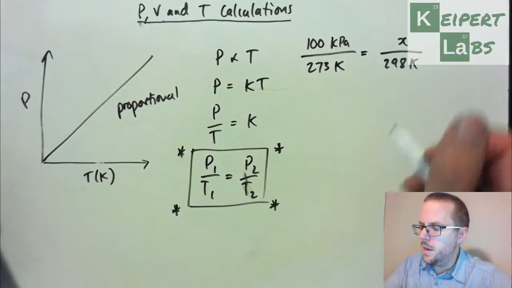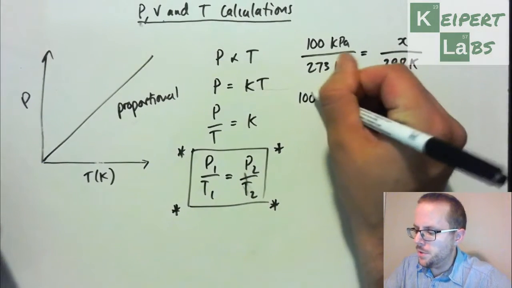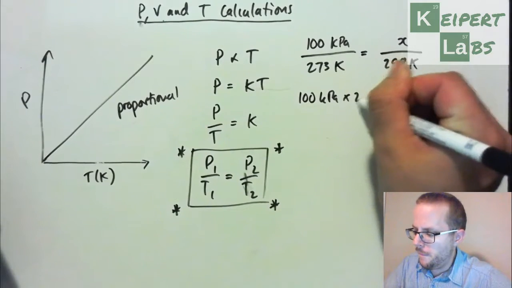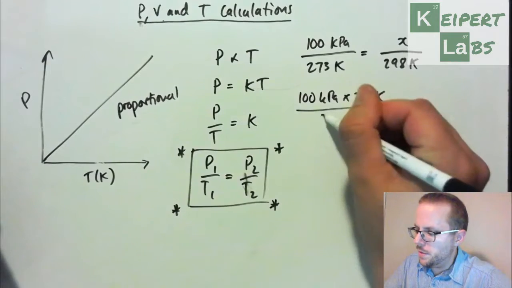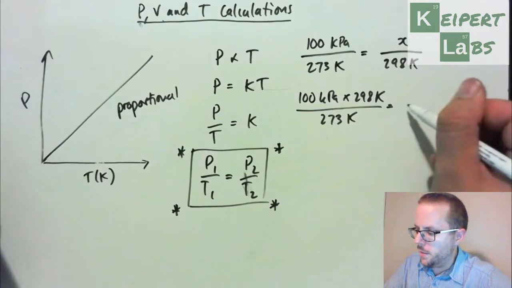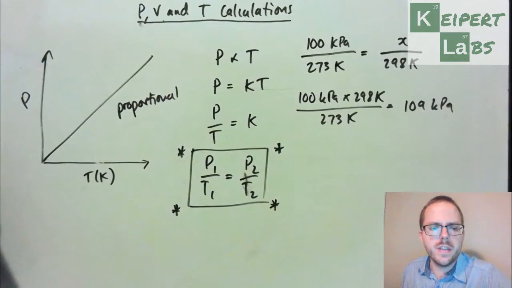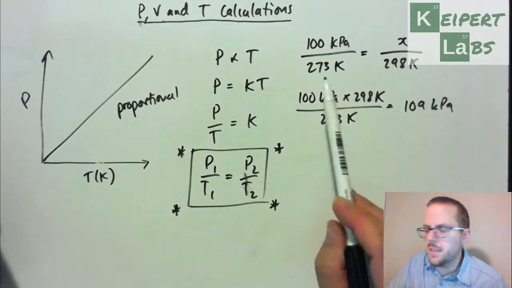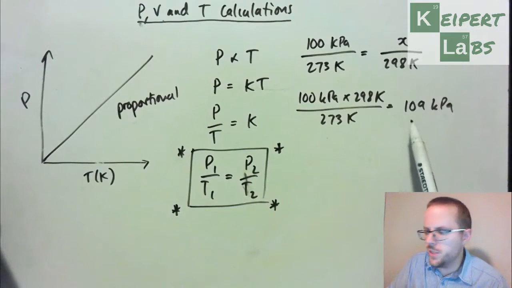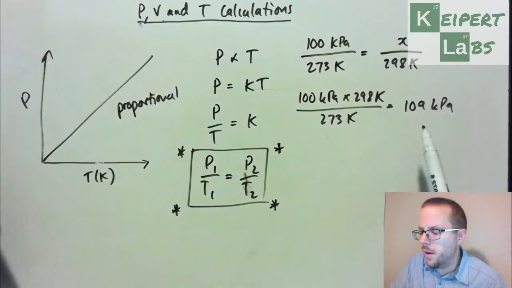Here, because we have X as our numerator, we can multiply by 298 over 273 K, and so we get around about 109 kilopascals. Which fits logically with what we're looking at, that as we make the particles move faster, they're going to push harder on the container. They're going to exert a greater pushing force, so the pressure we will experience will be higher.